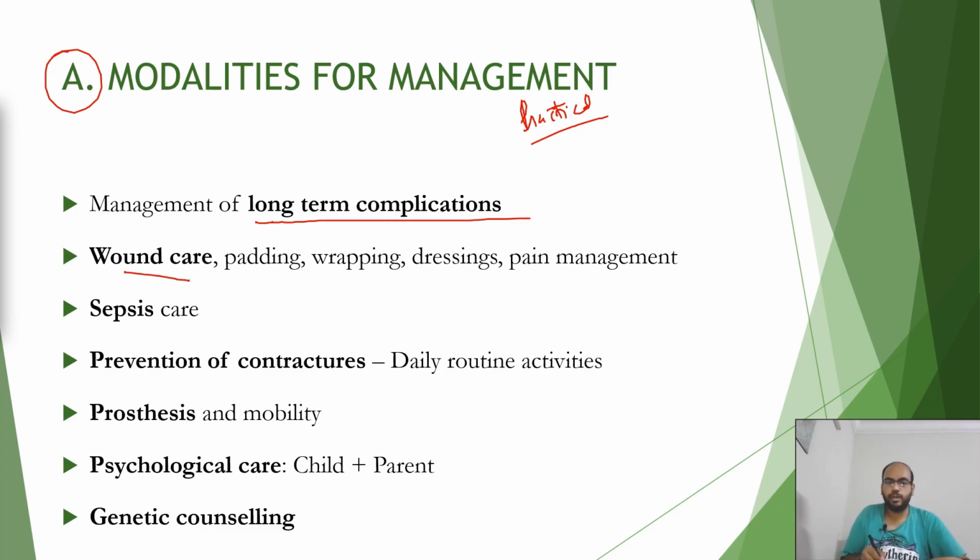We have to take care of the wound, pad them, wrap them, dress them. Pain management of the erosions is very important. Sepsis care: because of intense erosions, the child is prone to develop sepsis and infections, so that needs to be cared for also. Prevention of contractures. Remember, in subtypes of junctional EB and dystrophic EB, the significant scarring and fibrosis can lead to contractures, so much so that either the entire limb is not useful or the entire limb might be lost.